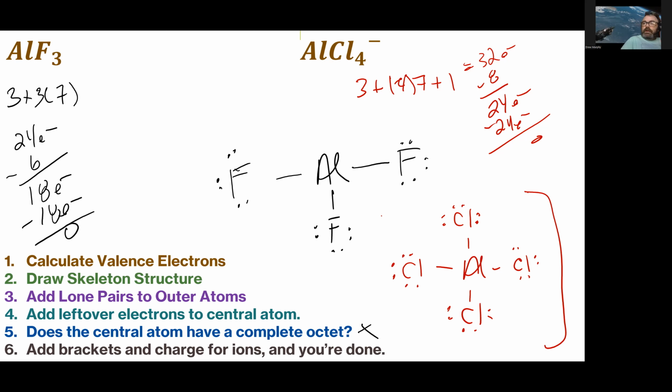So we can go ahead and put our brackets and charge on here because this is a polyatomic ion. Okay. Don't forget the brackets and charge. I know it seems like it's really easy to do at the end, but you're going to be so excited that you got the Lewis structure finished that you'll just forget the brackets and the charge. All right, what do we got next?